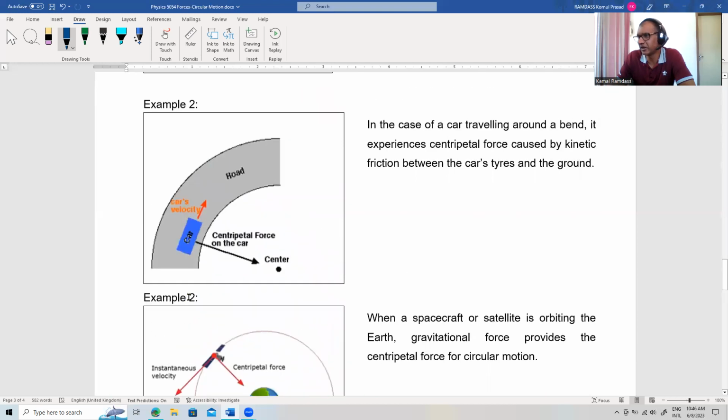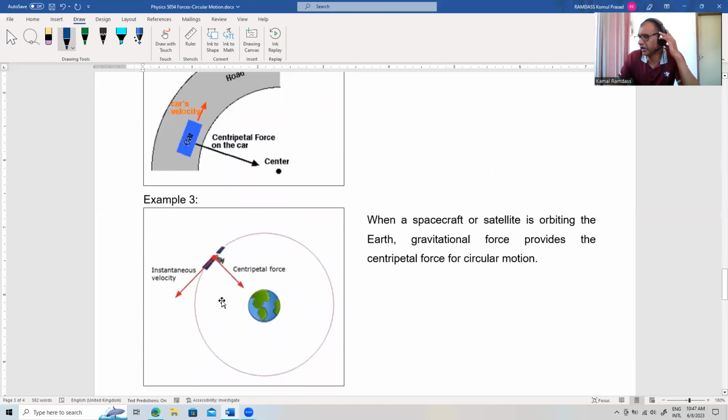Un troisième exemple, example 3. Et nous prenons le cas d'un satellite qui peut tourner around the Earth. OK? Et ici, ça veut dire the centripetal force, parce que the Earth, il pulls the satellite inwards. OK? Et due to gravitational attraction, ici, the centripetal force is provided by the gravitational force.